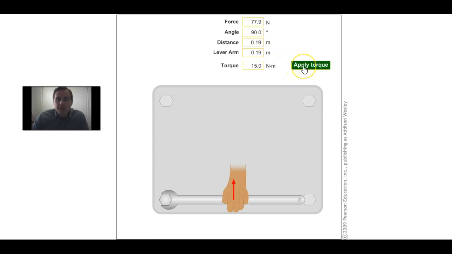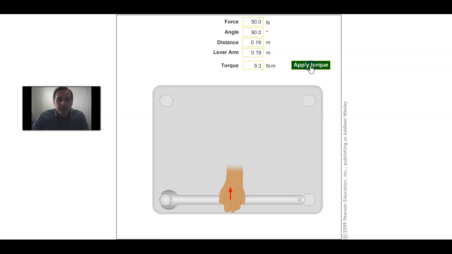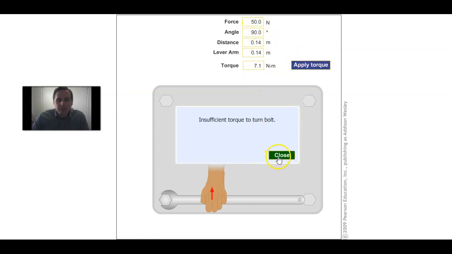Okay, so let's see if this is sufficient torque to rotate this bolt. Now the bolt actually turns because we're pulling at 90 degrees. So let's reset, and suppose we could only apply a torque at 90 degrees, but our force is only 50 newtons. First of all, if our force is limited, we can't do anything about that.